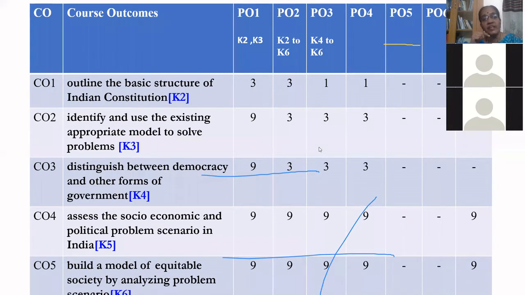So I'm giving K4, K5, K6 for all these things. PO1 as 9. And for PO2, if it is K4, it is in the middle. K2 to K6, it is in the middle. So I'm giving 3. For K5 and K6, for CO4 and CO5, I am giving the full weightage 9. And for CO3 to CO5, for PO3, I am giving for K4 3, for K5 and K6 9.